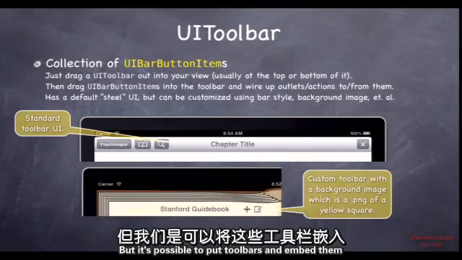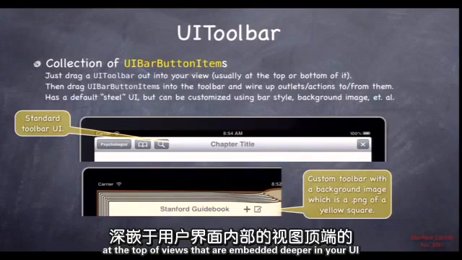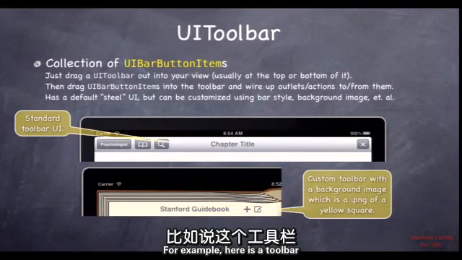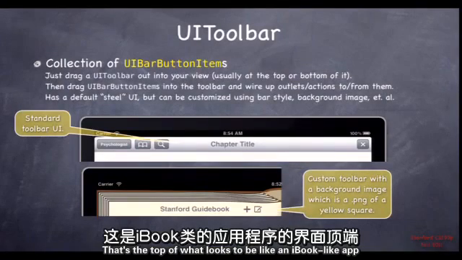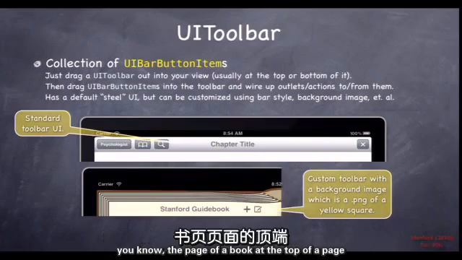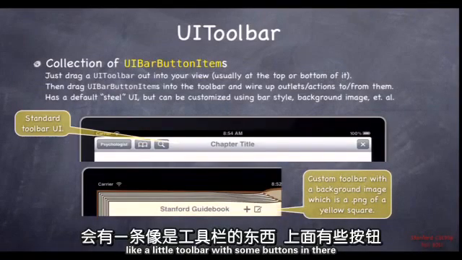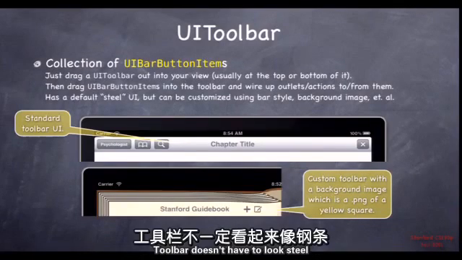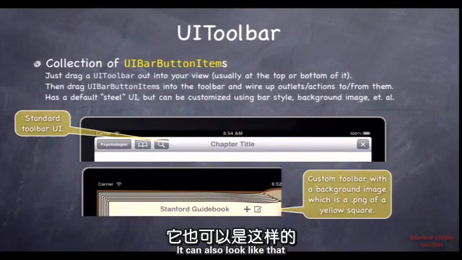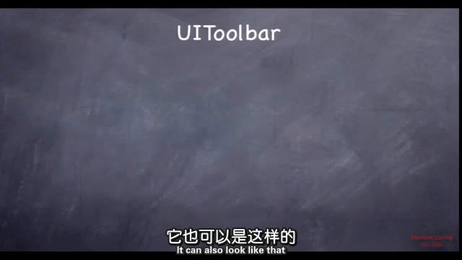But it is possible to embed toolbars at the top of views that are embedded deeper in your UI. For example, here's a toolbar at the top of what looks like an iBooks-like app. The pages of a book, and at the top of a page, there's a little toolbar with some buttons in there and a title and stuff like that. So the toolbar doesn't have to look steel. It can also look like that.